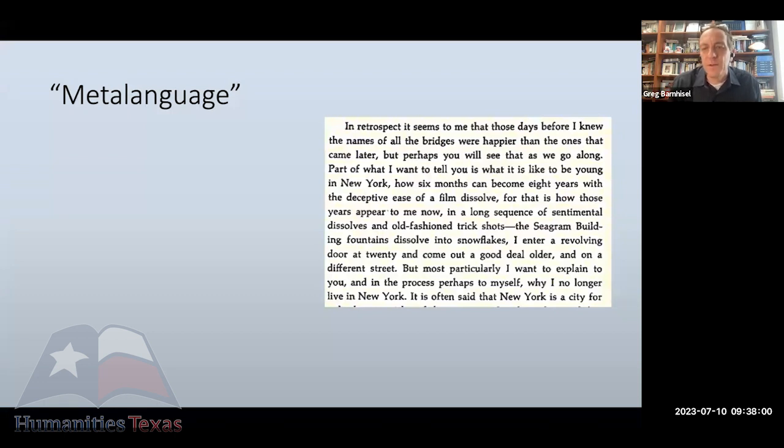The Seagram building fountains dissolve into snowflakes. I enter a revolving door at 20 and come out a good deal older and on a different street. But most particularly, I want to explain to you, and in the process, perhaps to myself, why I no longer live in New York.